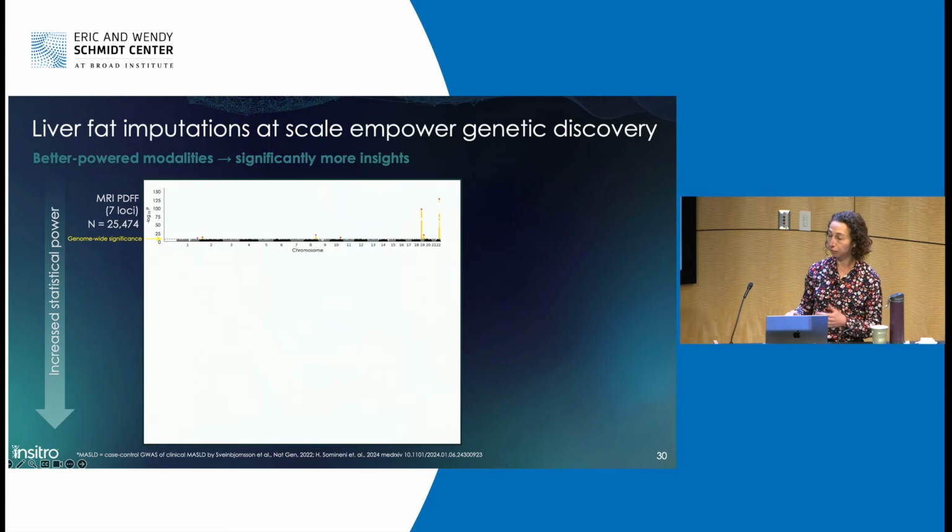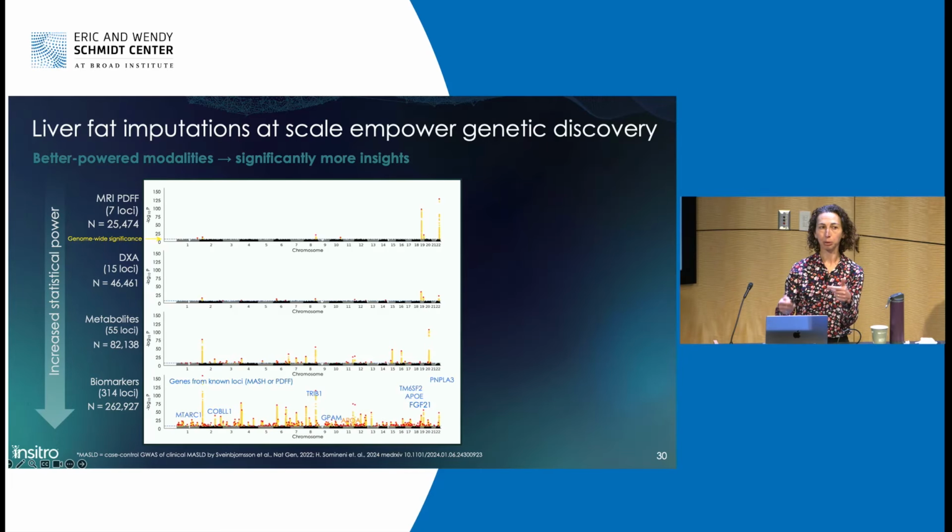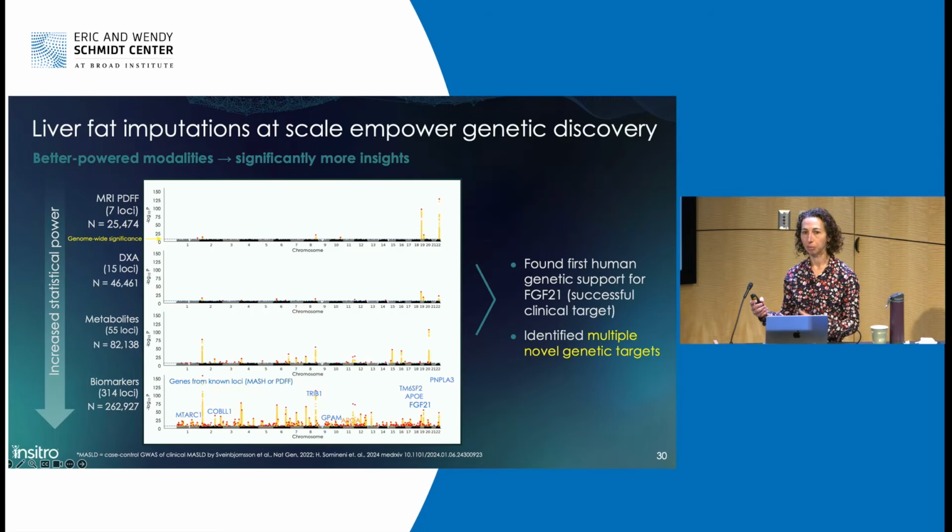And what we see is that if we run our GWAS on the clinical gold standard PDFF, we get some significant associations. But as we move to imputed PDFF from these more widely available data modalities, we see this dramatic increase in the number of significant loci. And these aren't just any loci. A number of these have actually been credentialed using other approaches, but this represented the first time of having human genetic support behind them. And FGF21 is an example of that. And we also discovered a number of novel targets that we've since passed to in vitro and in vivo credentialing.